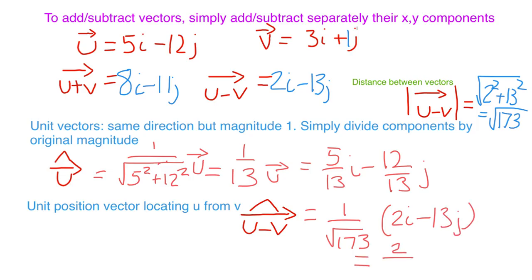It'll just be 2 over root 173 i minus 13 over root 173 j. Once again, this vector is going in the direction of u from v. Starting here, moving towards this vector, but it has magnitude of 1 because it is a unit vector.